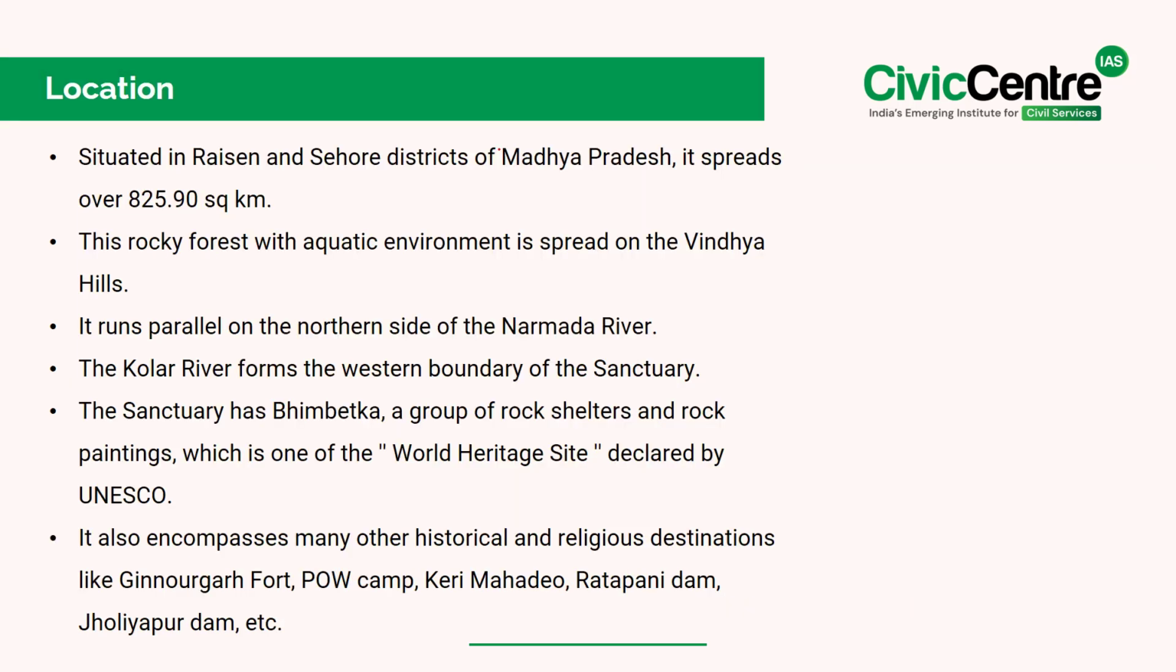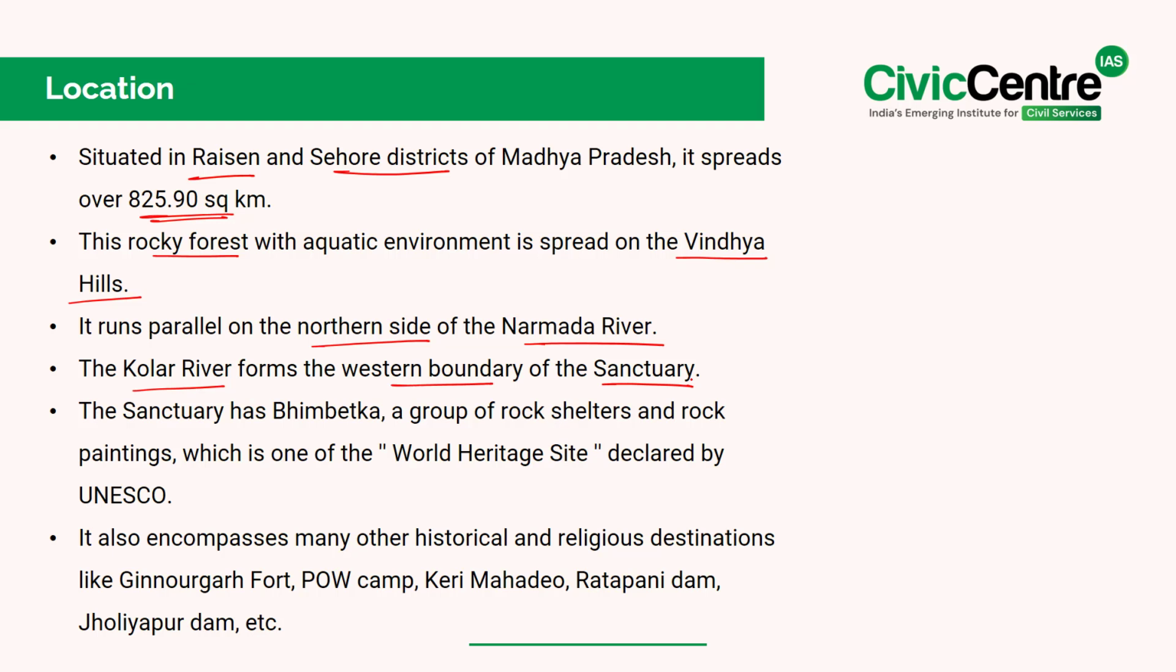See, situated in Raisen and Sehore districts of Madhya Pradesh, it spreads over 825.90 square kilometers. Know that this rocky forest with aquatic environment is spread on the Vindhyan Hills. Notably, it runs parallel on the northern side of the Narmada River. And furthermore, the Kolar River, whichever is there, it forms the western boundary of the sanctuary.